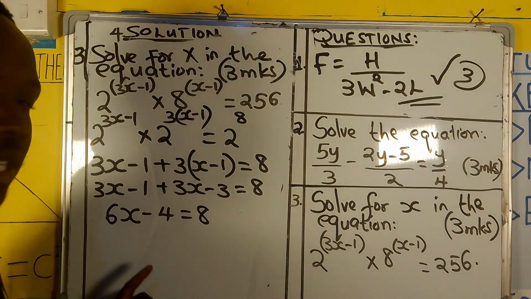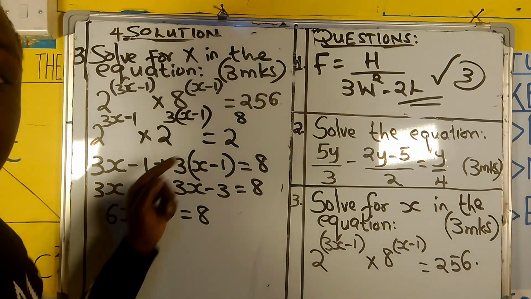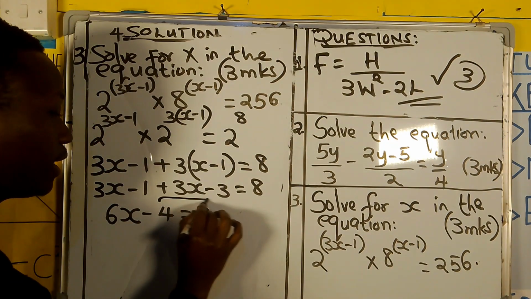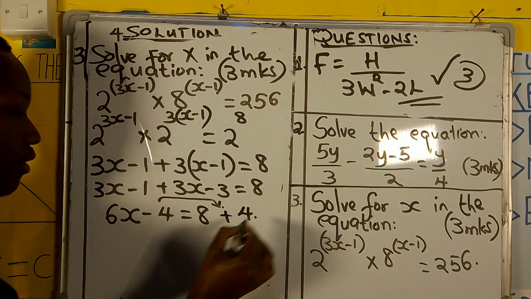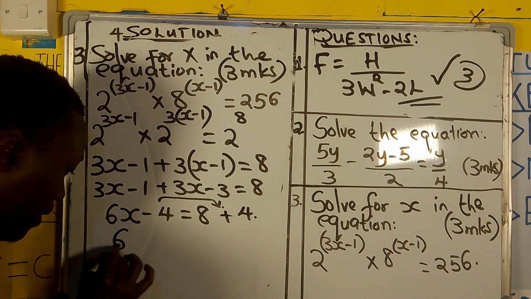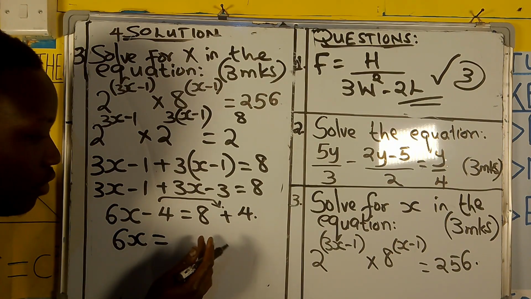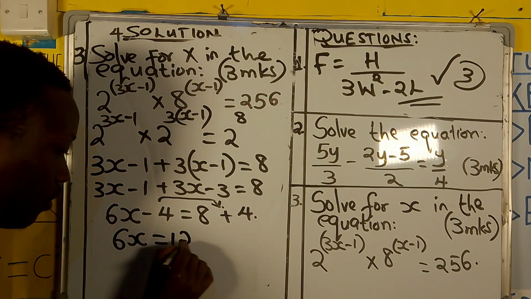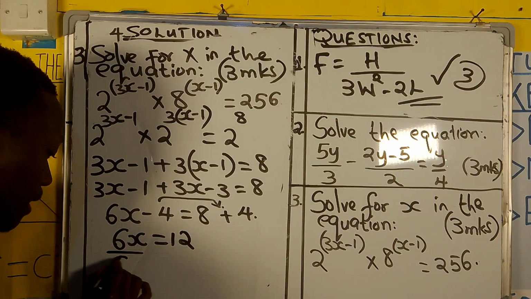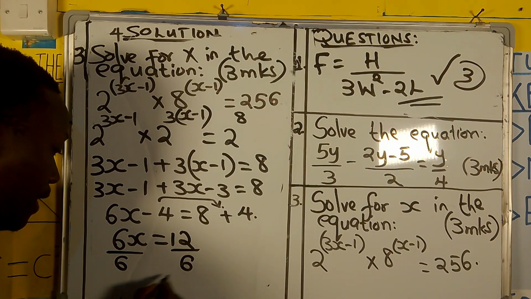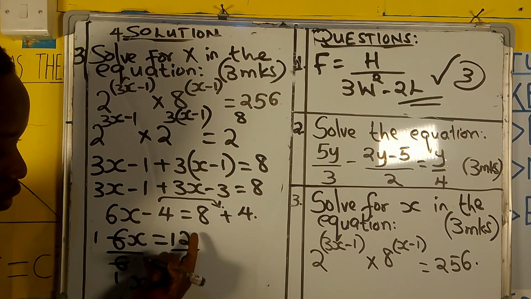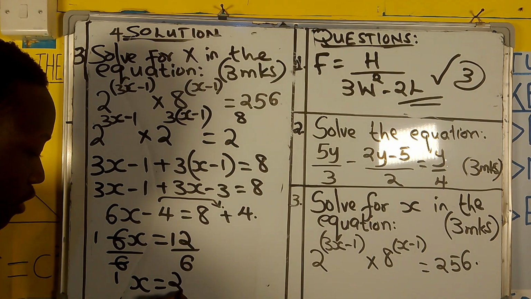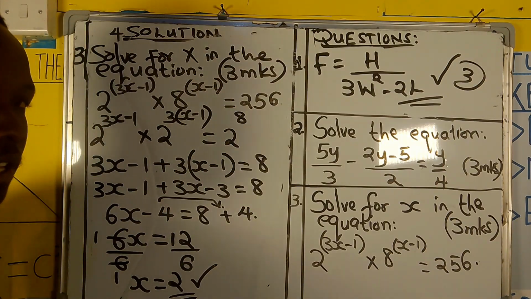So we will now put the like terms together and take negative 4 to the other side. So we will take negative 4 to this other side and it will become positive 4, and we will be left with 6x is equal to 8 plus 4, which is 12. So we'll divide both sides by 6 and we'll get by 6, 1 by 6, 1. x is equivalent to 12 divided by 6, which is 2.